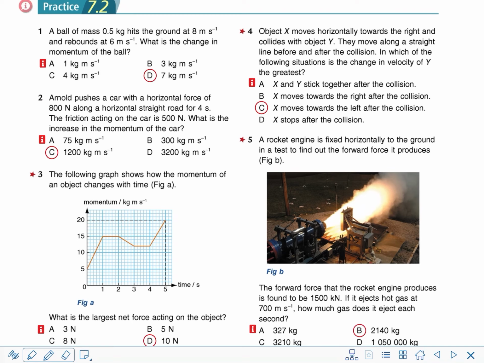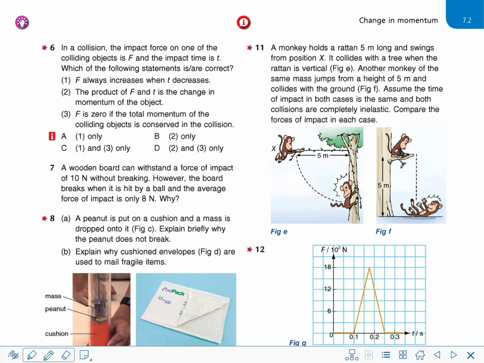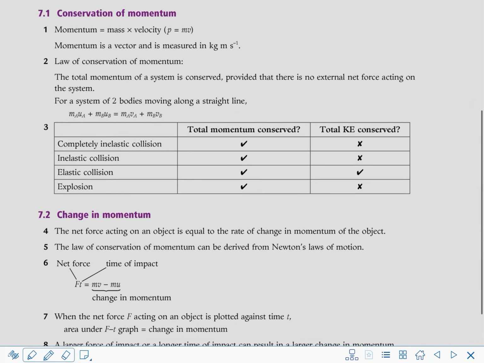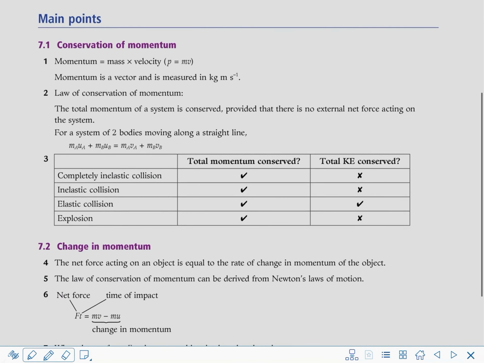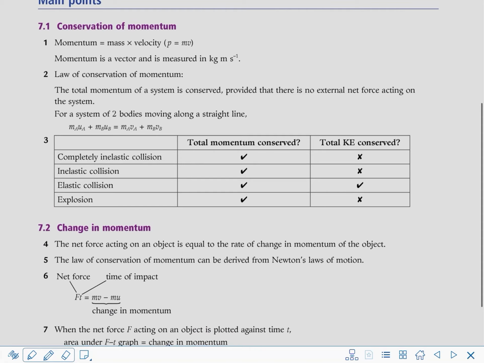Practice 7.2. Try the MC questions. So it's not quite difficult, right? Maybe we have a final quick review.